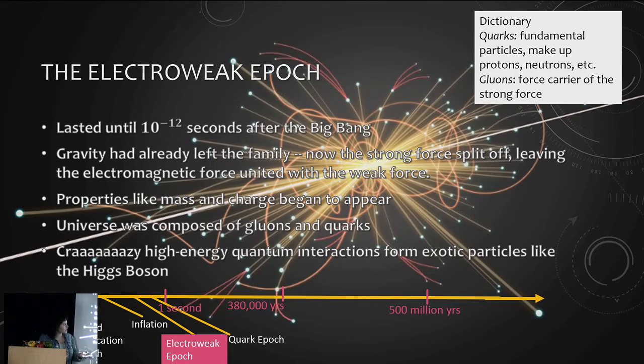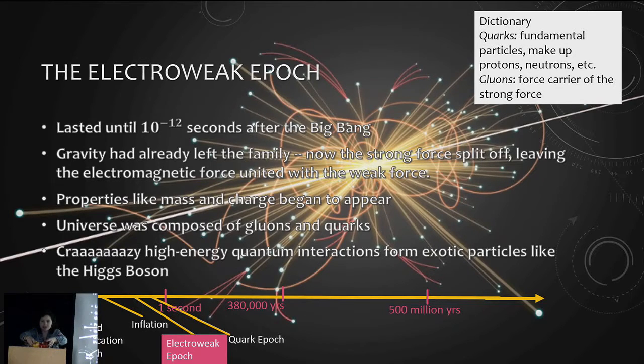Then came the electroweak epoch. It lasted until 10 to the negative 12 seconds after the Big Bang. During this time, gravity had already left the family, and things cooled off enough for the strong force to become distinguishable from the electromagnetic. We live in a universe without the strong force now. It was cool enough that the strong force was distinguishable from the electromagnetic force and the weak force. But these two forces were still united.